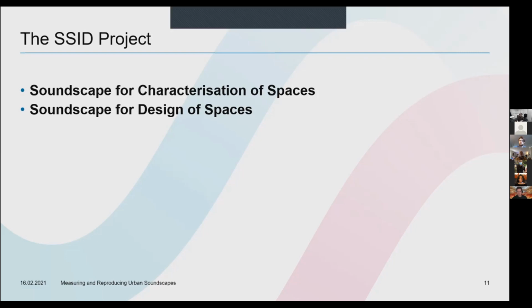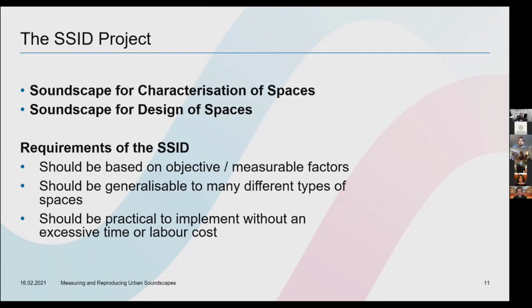So our Soundscape index, the SSID, has three main requirements. The first is that it should be based on objective or measurable factors, so that it's something that you can measure, and more importantly to me, that you can predict, right? We can say this is what the sound level will be, and this is how that feeds into our model to create this outcome soundscape. It should be generalizable to many different types of spaces, and it should be practical to implement without an excessive time or labor cost. I come at this from an acoustics consultant perspective. If I'm going to a client and saying, I'm going to use Soundscape to do your design, but it's going to cost you 3 times as much as any other approach because we need to do a massive survey, no one's going to do that, right? So we need to be able to practically implement it.